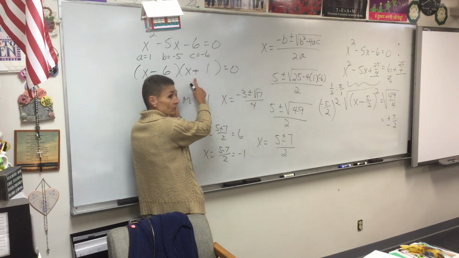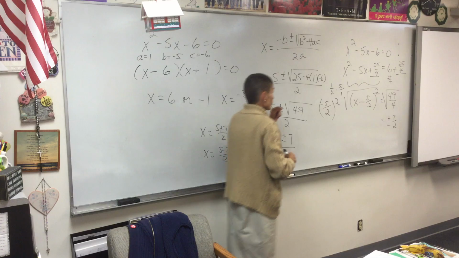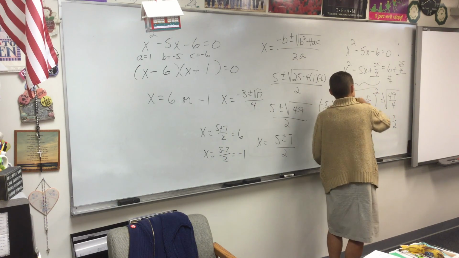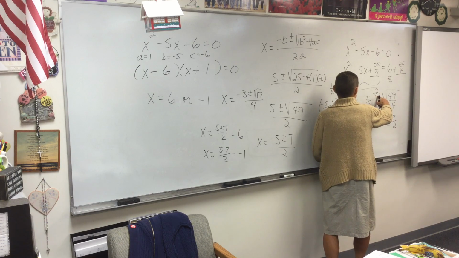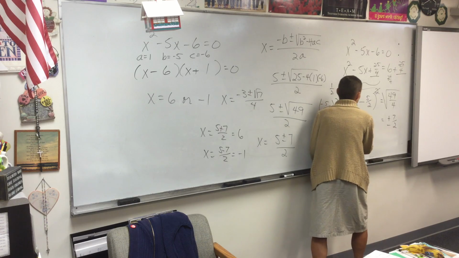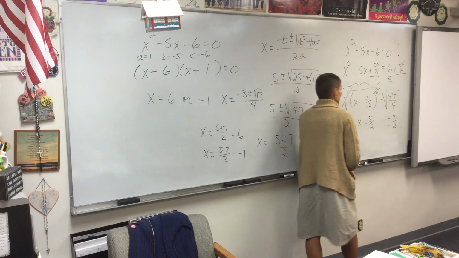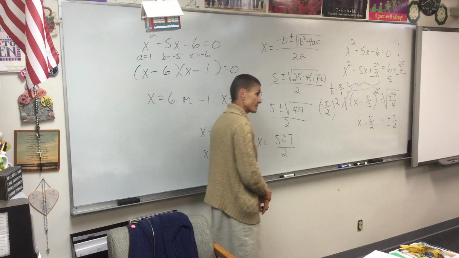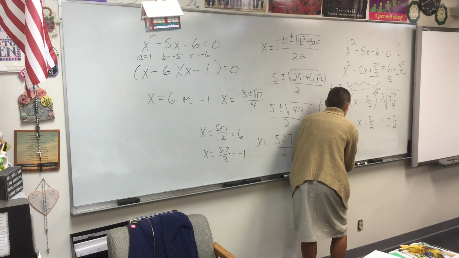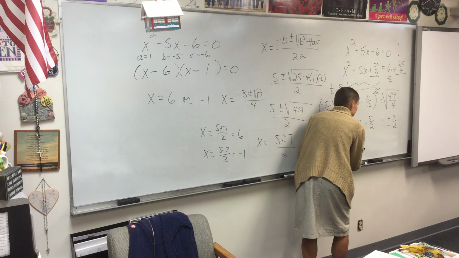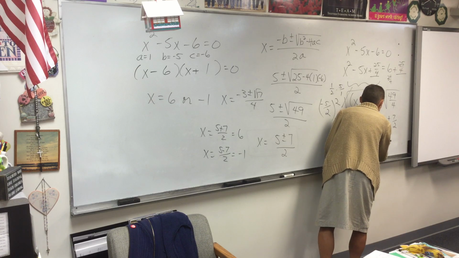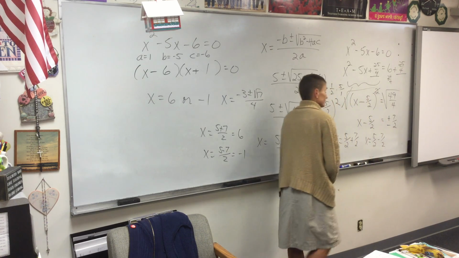You get 2 factors. It's all taken care of here, but when you're using this method, you've got to do plus or minus. What happens to the square root and the squared? They cancel, they're inverses of each other. So x minus 5 halves equals plus or minus 7 halves. So x equals 5 halves plus 7 halves and 5 halves minus 7 halves.